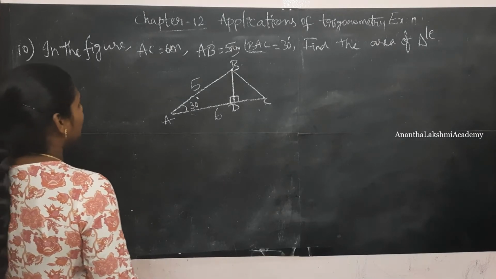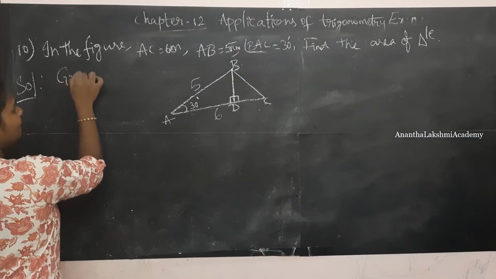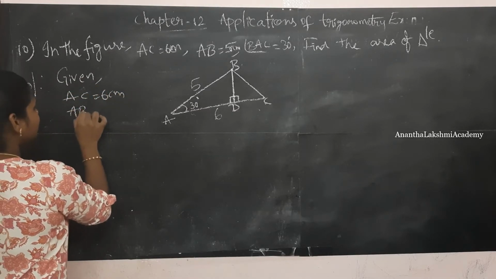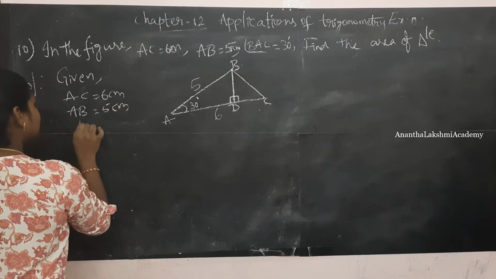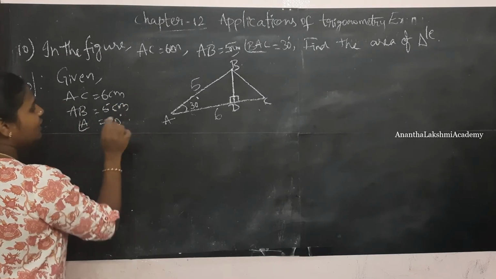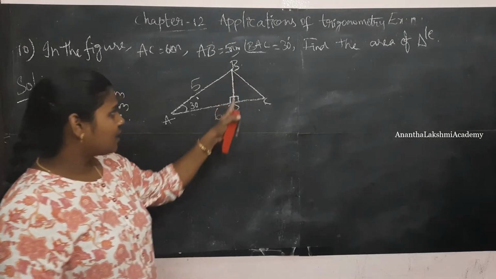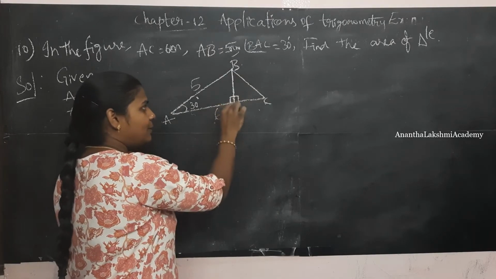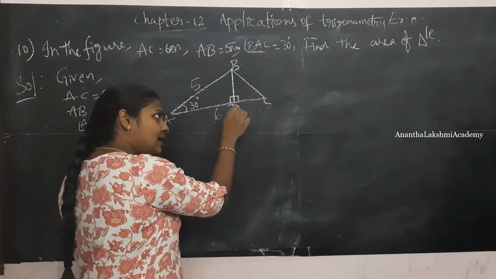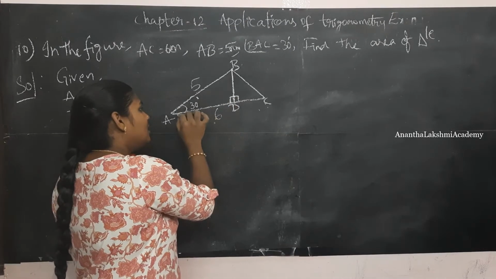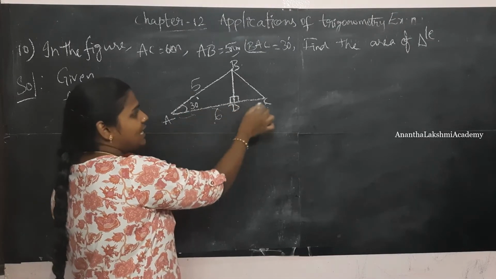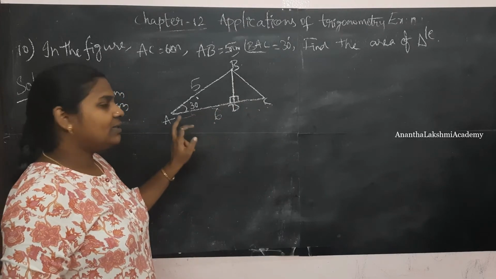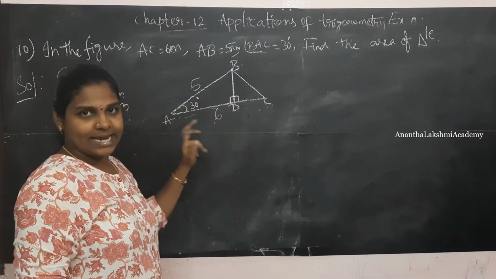So solution: given AC is 6 centimeters, AB is 5 centimeters, angle A is 30 degrees. Now we need to figure out BD. So here AC we have 6 centimeters. I draw a perpendicular such that AC got split at point D. But we don't know the distance AD and CD, right? We just know AC is equal to 6 centimeters. So I cannot go with the adjacent side because I do not know what is AD.